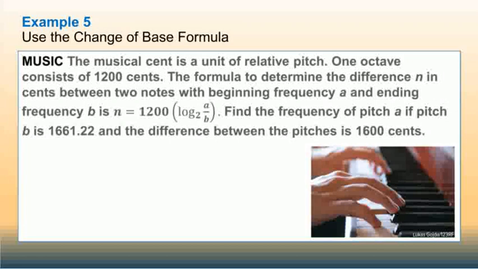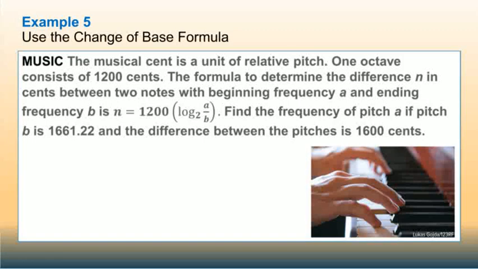Example 5, still using the change of base formula, but using it in a word problem. It says the musical cent is a unit of relative pitch. 1 octave consists of 1200 cents. A formula to determine the difference n in cents between two notes with beginning frequency A and ending frequency B is n equals 1200 times log base 2 of A divided by B. Find the frequency pitch A if pitch B is 1661.22 and the difference between the pitches is 1600 cents. So you use the formula there.